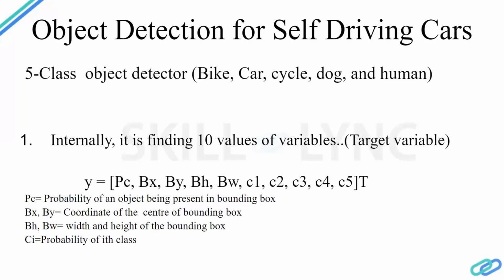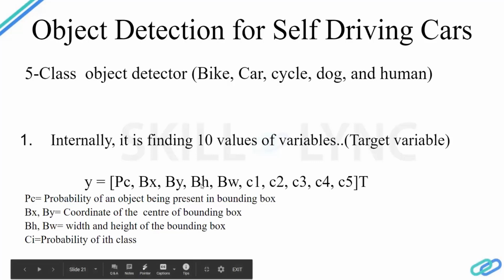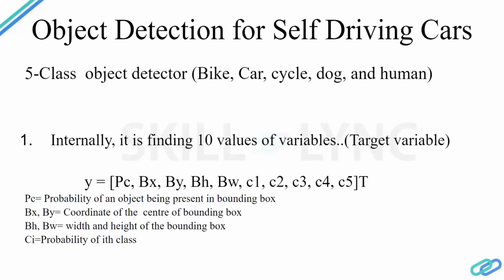For example, if the probability of car is high, then we will say inside that bounding box the car is available. If the probability of dog is high, for example C4 is high, then we will say inside that bounding box there is a dog. Okay, so this is the matrix we have to get after getting the output in that convolution network for object detection. Okay, we can move to the next slide.